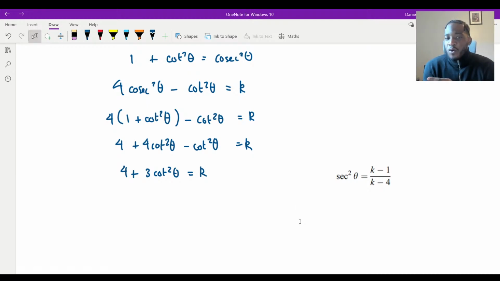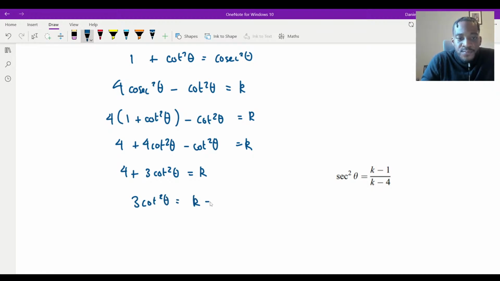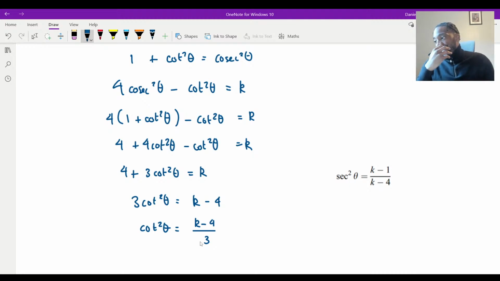If I take a 4 away, I can get that expression for k minus 4. So for me, what that tells me is that maybe I should do that and see what happens, right? So I'm going to do that. That will give me 3 cot squared theta is going to equal k minus 4, right? And then, well, I might as well get cot squared theta, no? I'm going to get cot squared theta is equal to k minus 4 over 3, like that. That's cot squared theta.